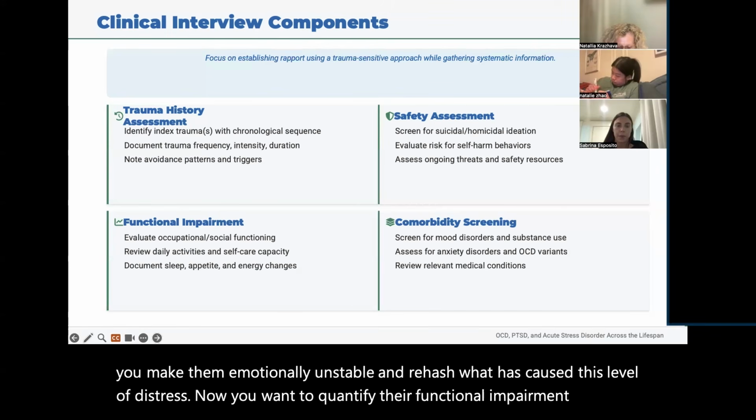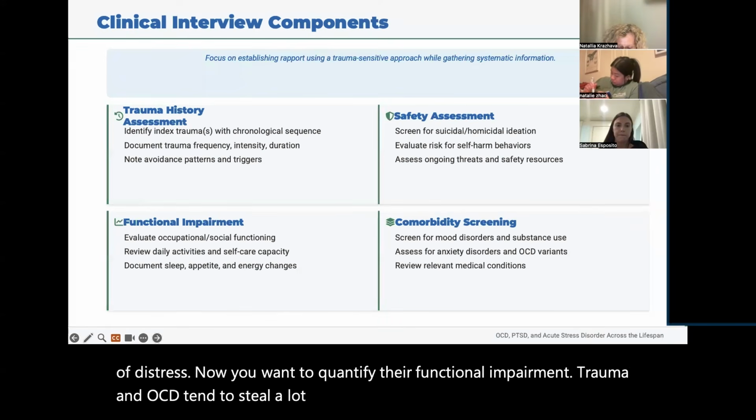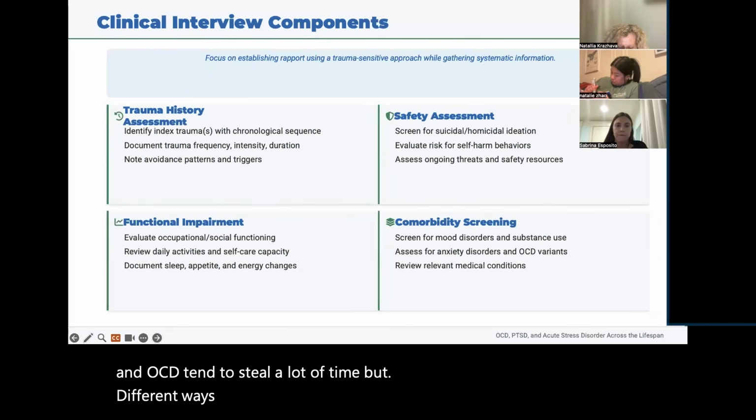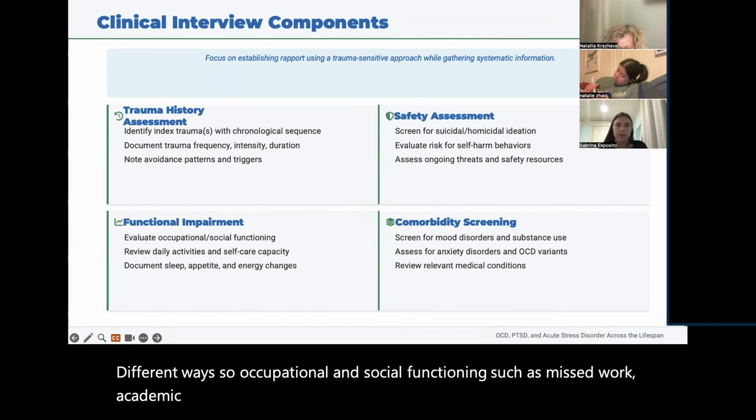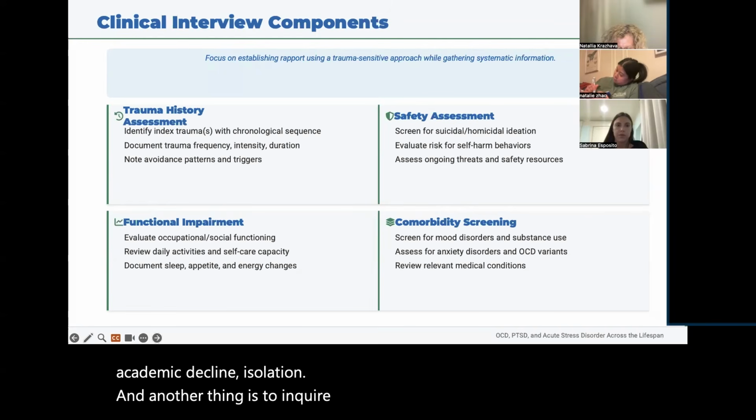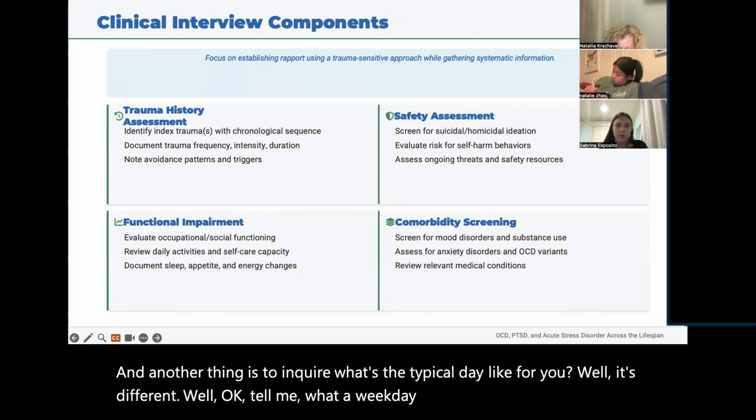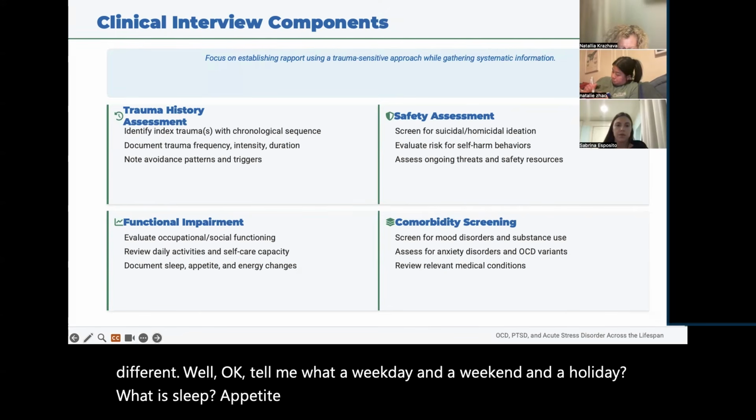Trauma and OCD tend to steal a lot of time, but in different ways. So look at occupational and social functioning, such as missed work, academic decline, isolation. Another thing is to inquire, what's a typical day like for you? Well, it's different. Okay, tell me what a weekday, a weekend, and a holiday look like. What are sleep, appetite, hygiene, energy levels?